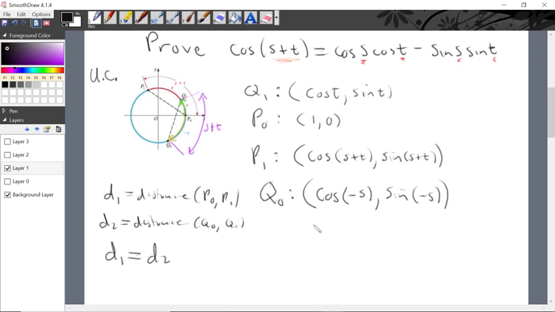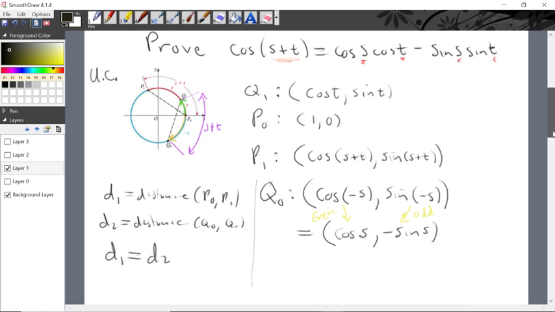Now notice, by symmetry, that is even and odd symmetry, we can simplify these, so we can choose to write these in another form. For instance, cosine of negative s is the same as the cosine of s, because cosine is an even function. And the sine of negative s is the same as negative sine of s. That's because sine is an odd function. So this is true because cosine is even, and this is true because sine is odd. It's just another way that we can write the coordinates for Q0 here.